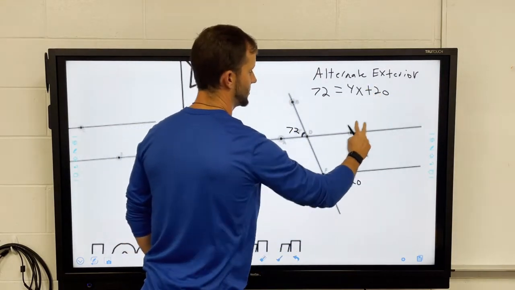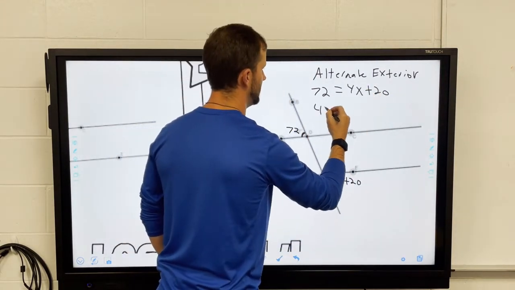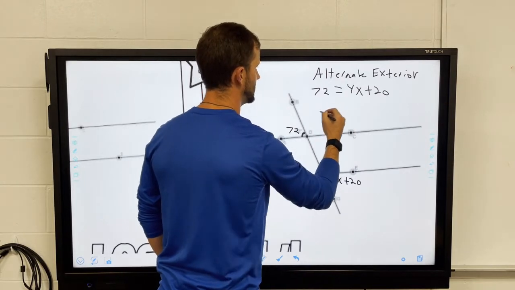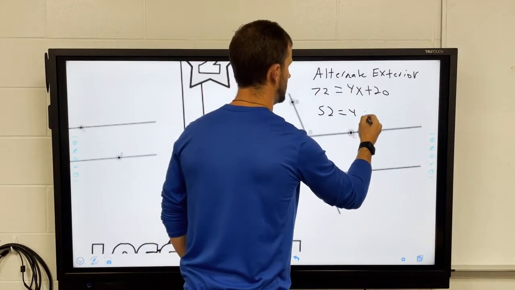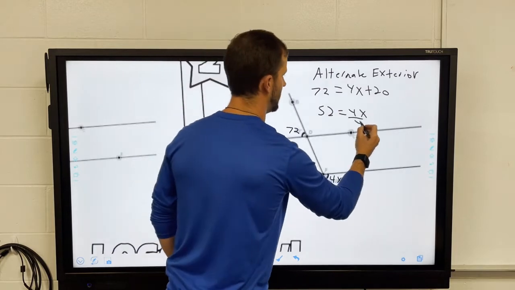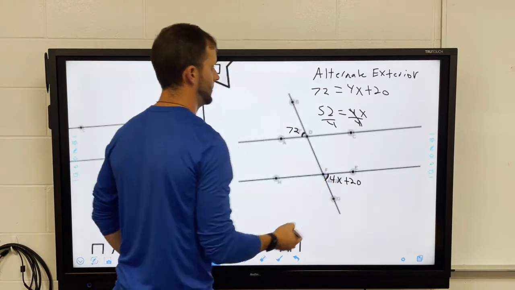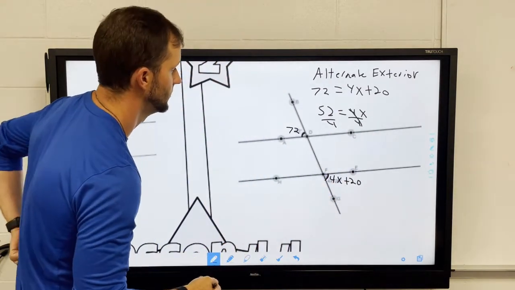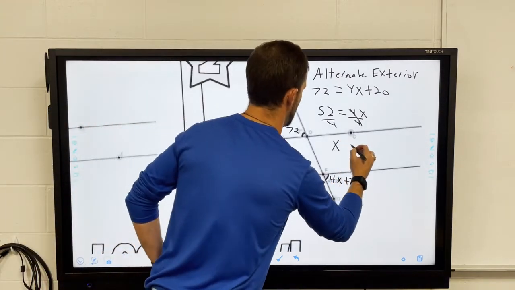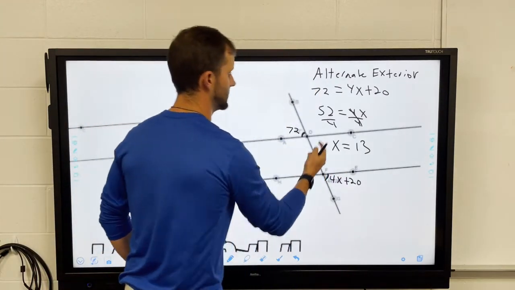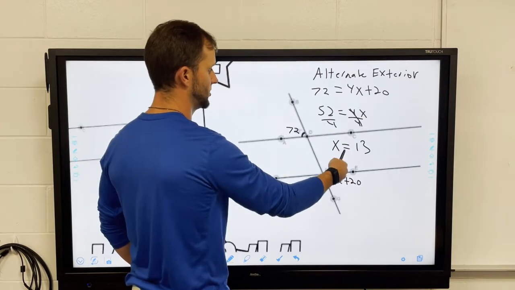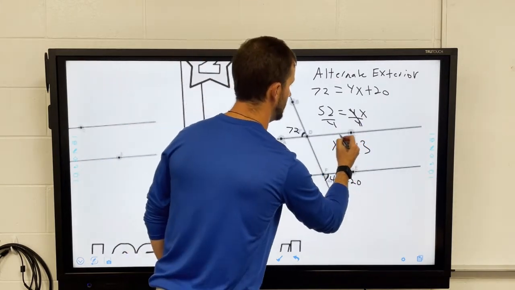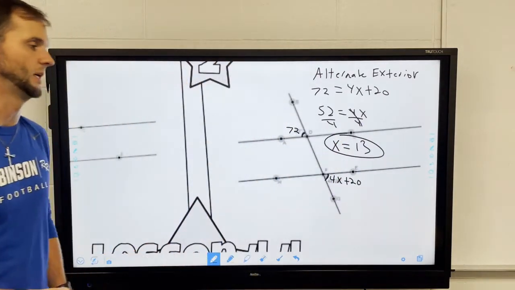So I'm going to subtract 20 on both sides, which is going to end up giving me 52. And then I'm going to divide by 4 on both sides, which 4 into 52 is going to end up giving me 13. So x is going to be 13, because 4 times 10 is 40, 4 times 3 is 12, 12 and 40 give you 52. So x is going to end up being 13, okay?